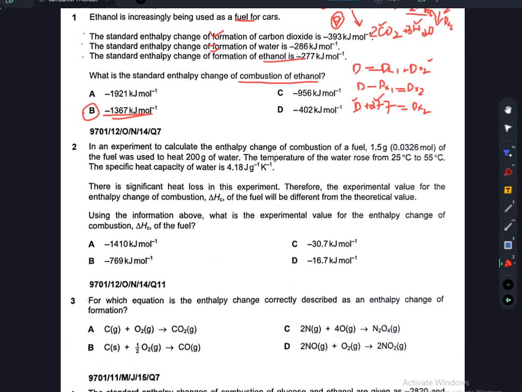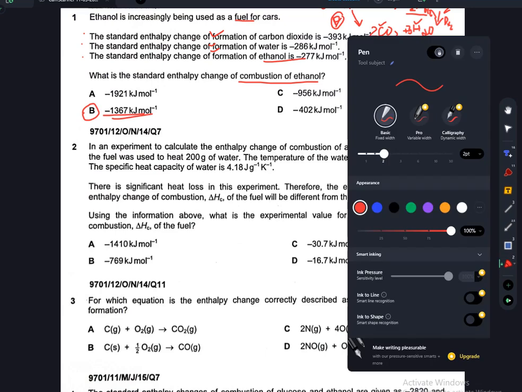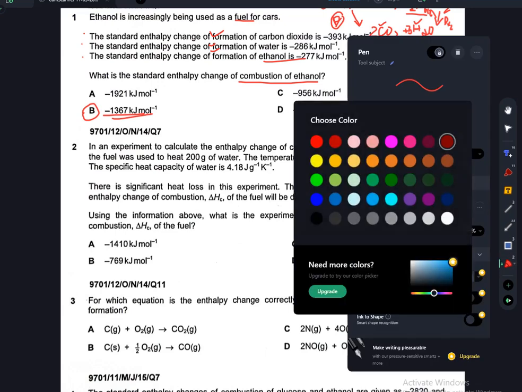Okay, now we move on to question number 2. In an experiment to calculate the combustion of a fuel, okay, 1.5 gram. Just a second, let me change the color. I guess a maroon would be much better.